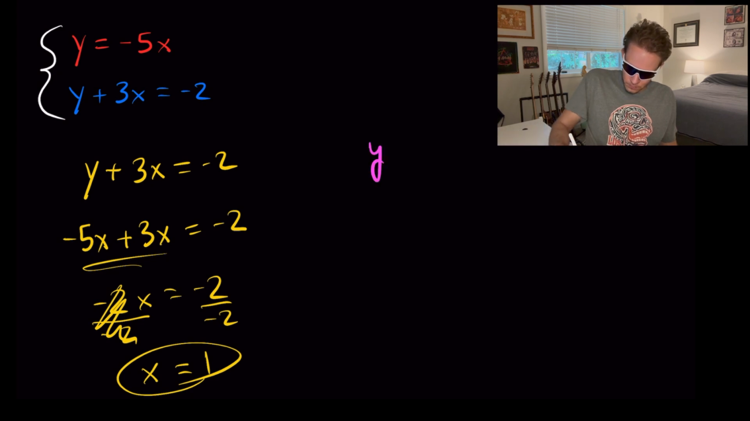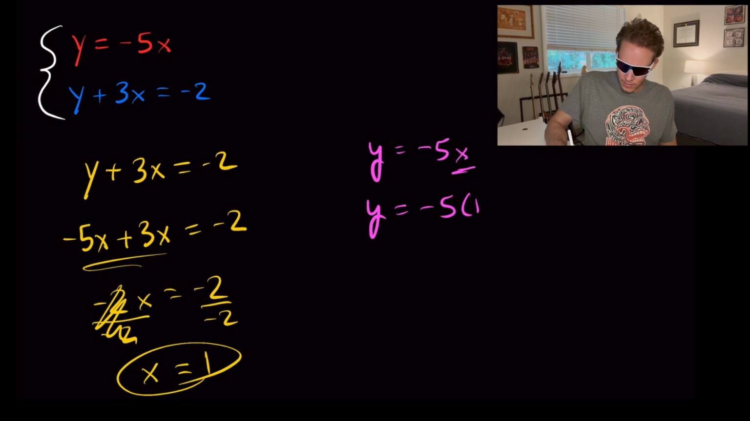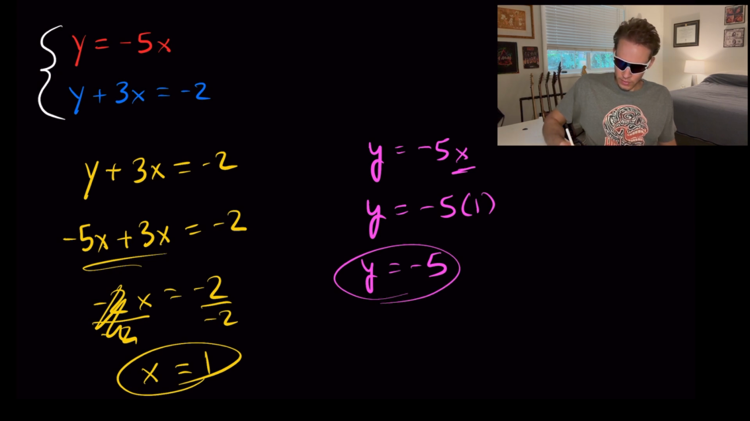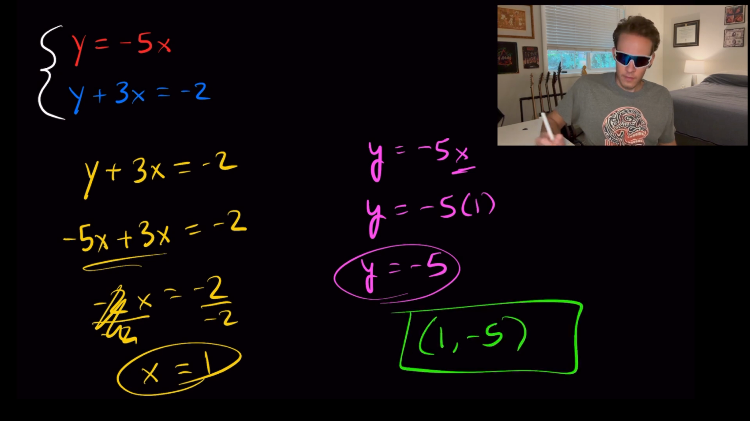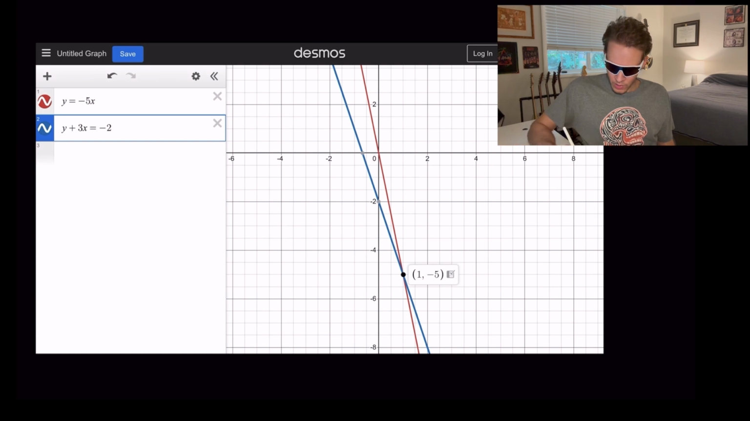You will get the same answer as long as you do the math right. So we'll have y is equal to negative 5x. Instead of x, I'm going to put in that 1 there. So we'll have y is equal to negative 5 times 1. Negative 5 times 1 is just negative 5, so y is equal to negative 5. And the solution to this linear system of equations is going to be 1 comma negative 5. Throw it into Desmos or graph it by hand, and you will see that you have that same solution right there, 1, negative 5.